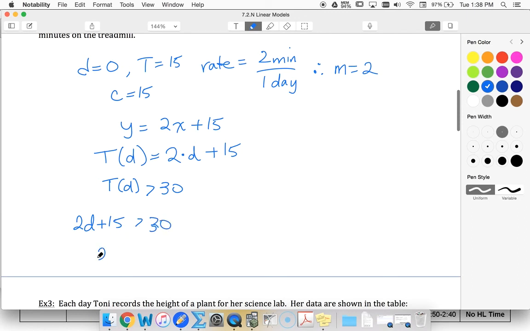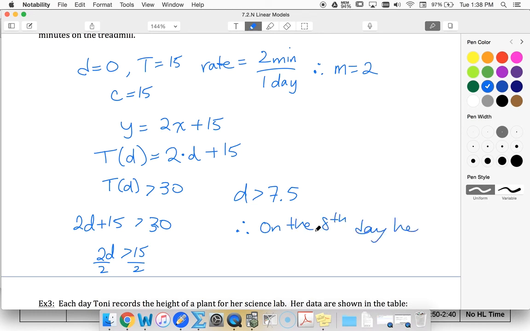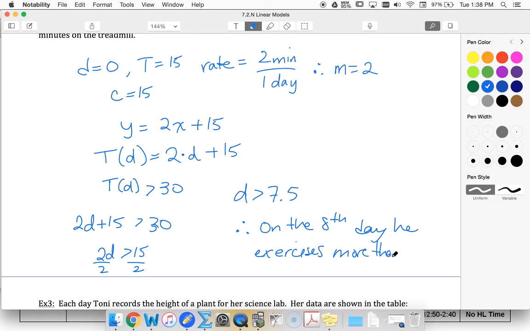Subtract 15 from both sides. That is also 15. Divide both sides by 2. That tells me that my days must be greater than 7.5. So therefore, on the 8th day, he exercises more than 30 minutes. Make sure that in word problems, we always answer with a sentence.